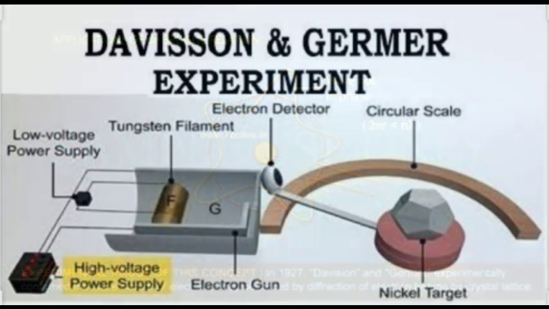Now we'll see the Davisson-Germer experiment. This figure shows the experimental apparatus setup of the Davisson-Germer experiment. Here the tungsten filament acts as an electron source, connected with high voltage and low voltage power supply. Next, from the tungsten filament the electrons are allowed to fall on the target, which is nickel. Around the target nickel we have the electron detector and circular scale.